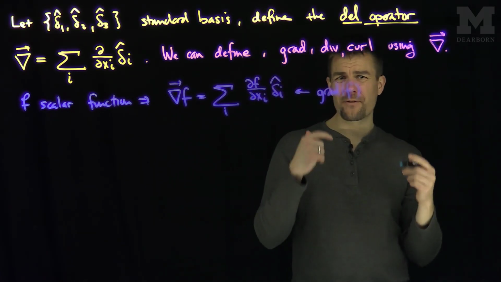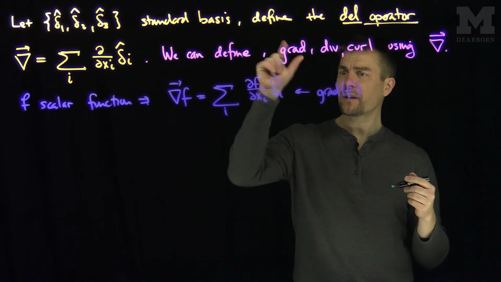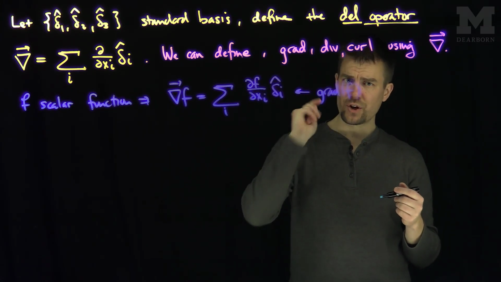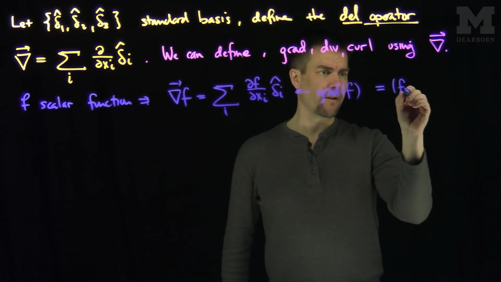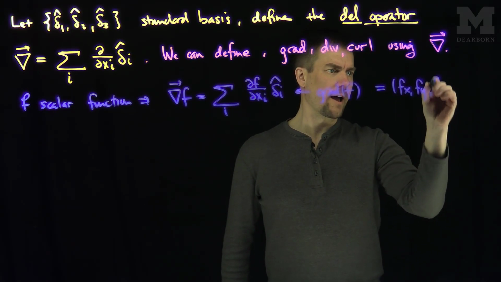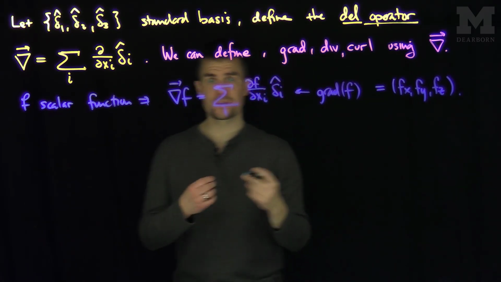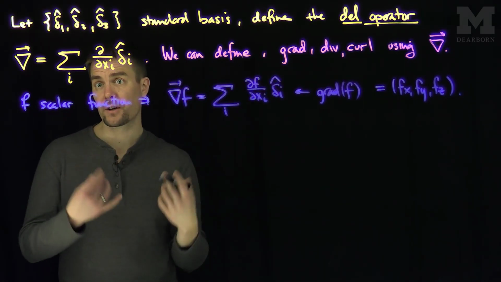And remember that delta 1 is i, delta 2 is j, delta 3 is k. So this exactly is equal to, in our standard notation, fx, fy, fz. So it coincides with our standard notation. This notation will help us with vector identities though.